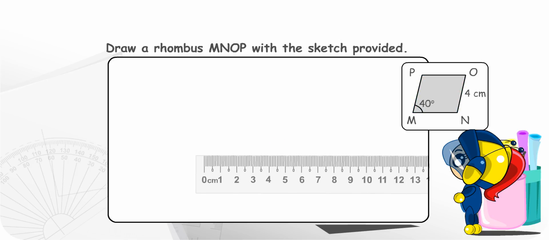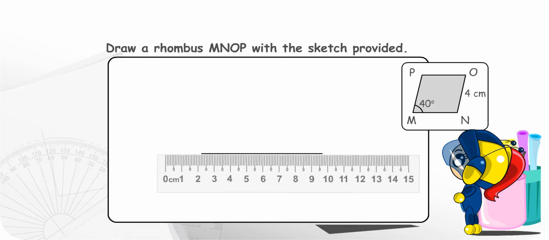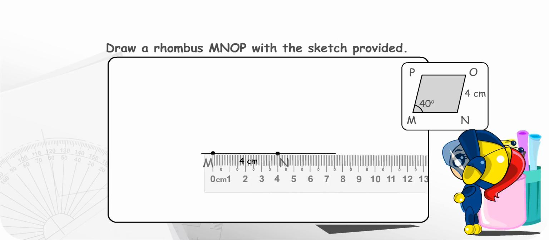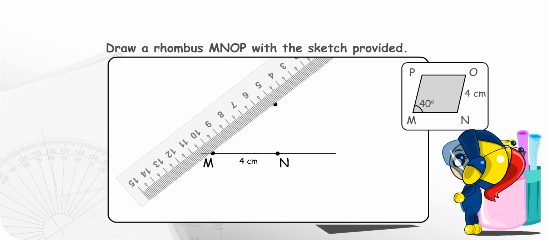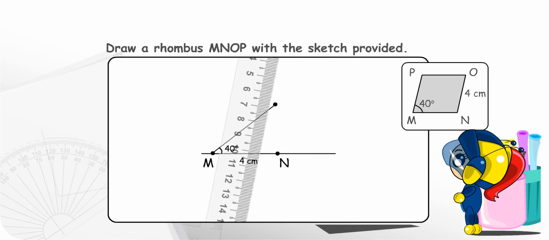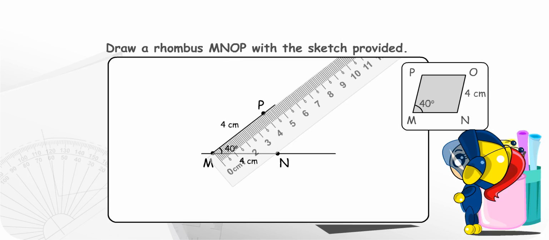Step 1. Draw MN equals 4 centimeters with a ruler. Step 2. Place the protractor at point M and mark off 40 degrees. Join the mark to point M. Step 3. Measure and mark point P on the line drawn such that MP is equal to 4 centimeters.